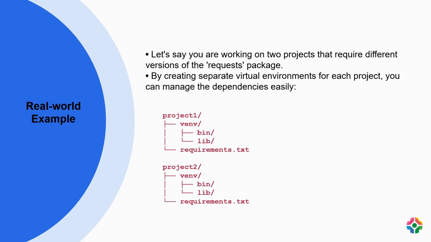For instance, Project 1 might require requests version 2.0, while Project 2 may need requests version 3.0. With their respective virtual environments, each project can have its distinct requests version without any interference. This segregation facilitates smooth project development and maintenance, enhancing productivity and minimizing potential errors.